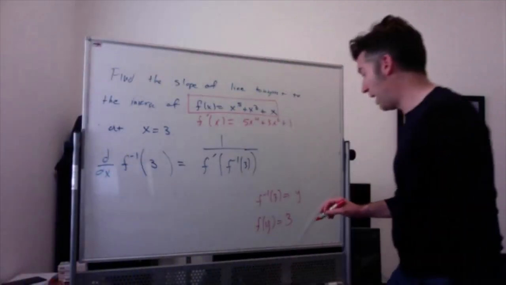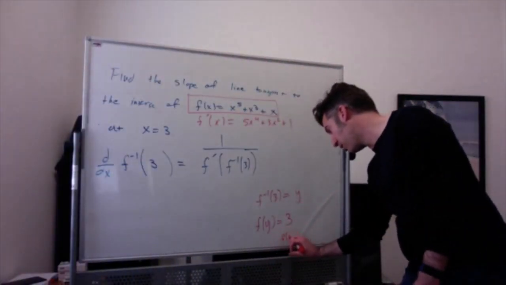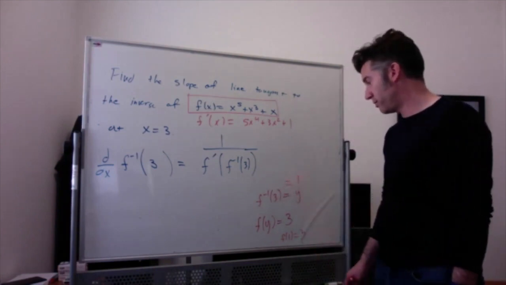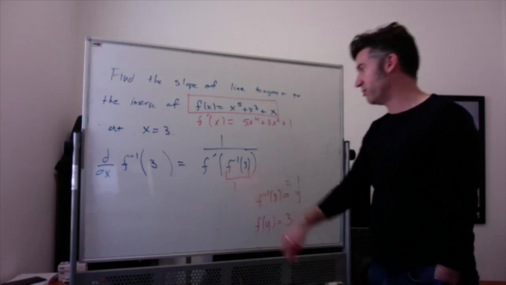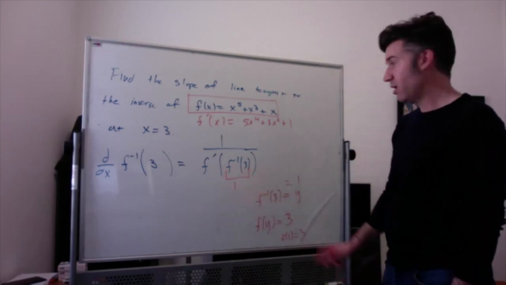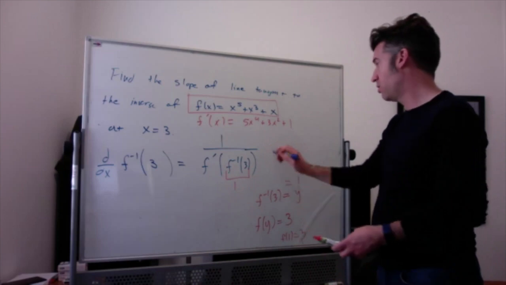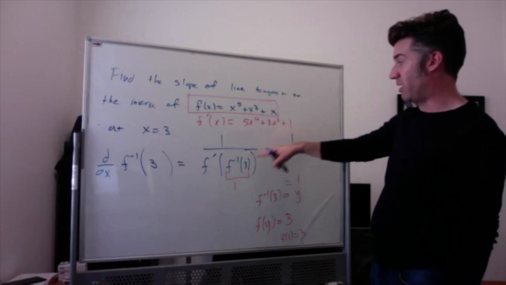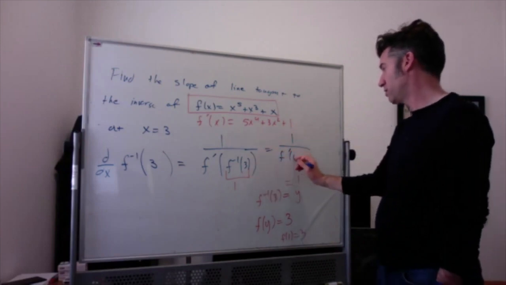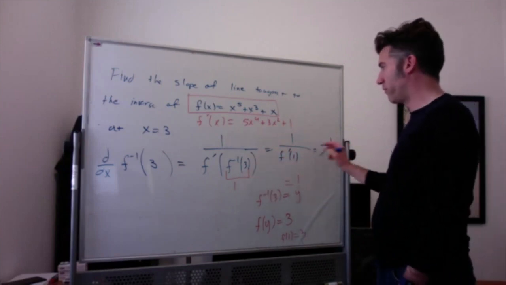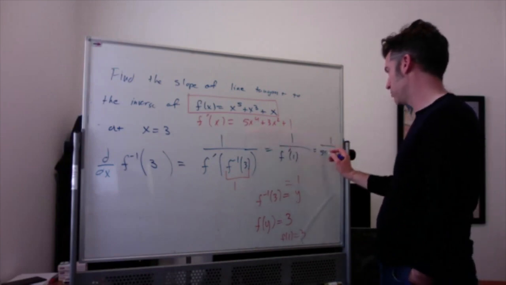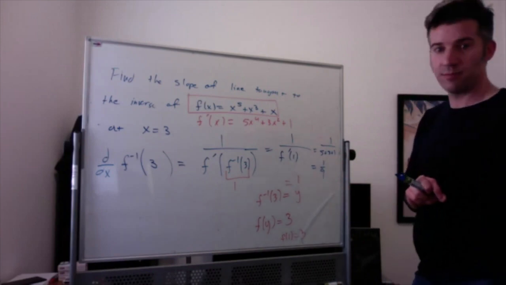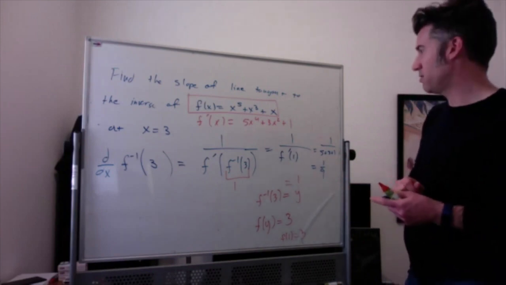So yeah, f of 1 equals 3 means f inverse of 3 is equal to 1. So this part here is 1. Then we're going to get 1 over f prime, which is this function, evaluated at 1. So that's going to be 1 over 5 plus 3 plus 1, which is 1/9.